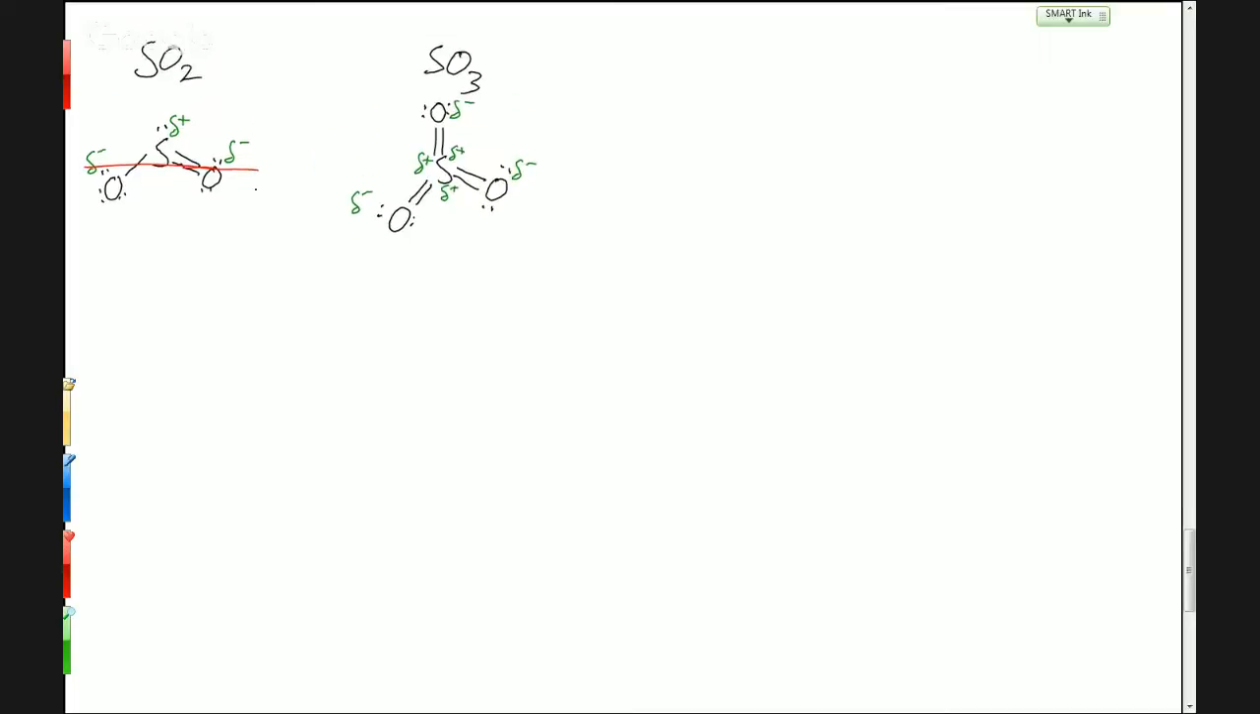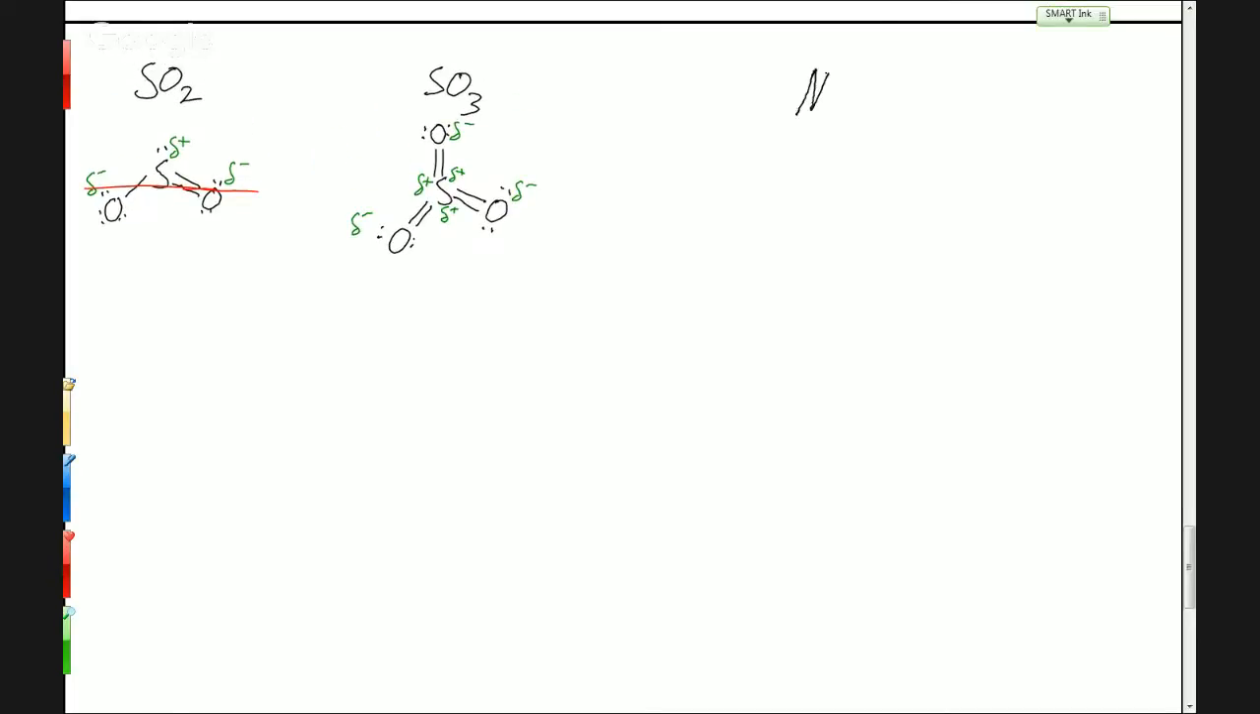All right, I want you to try one more example. This one's a little different. This is ammonia, which has a formula of NH3. And its shape is a little tough to draw. It's a three-dimensional type shape, so I'm going to do the best I can here. But the nitrogen is kind of in the middle, and then the hydrogens come off in a pyramid-like shape.